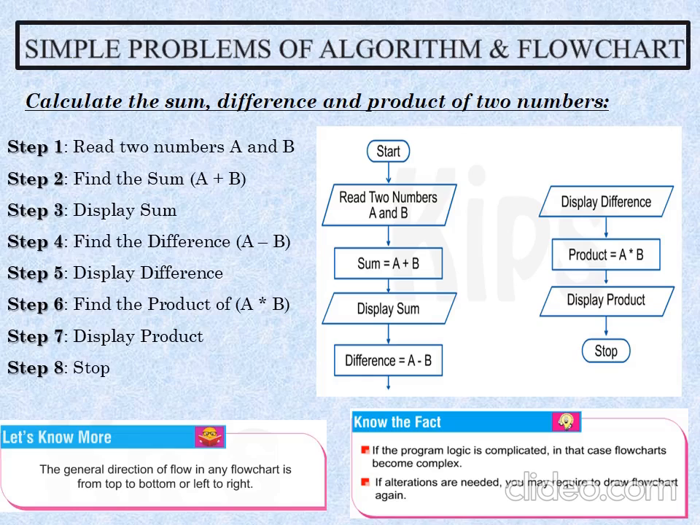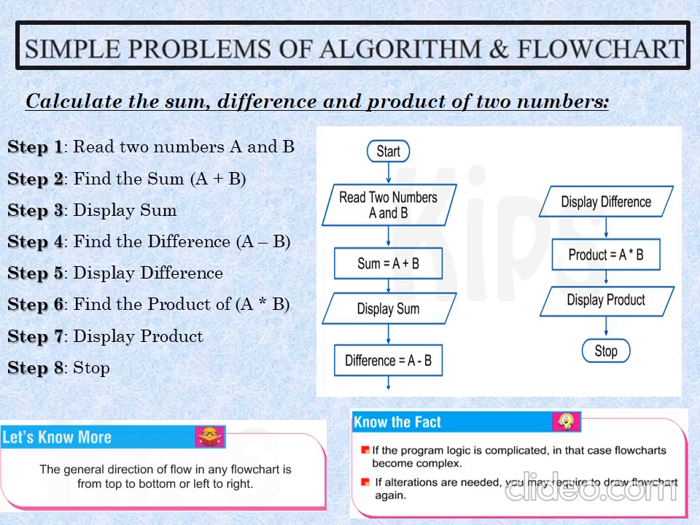We need to calculate, first, the sum of two numbers, after which we need to calculate the difference of two numbers, then the product, and display the result. Let's see what the algorithm will be and what we need to do.